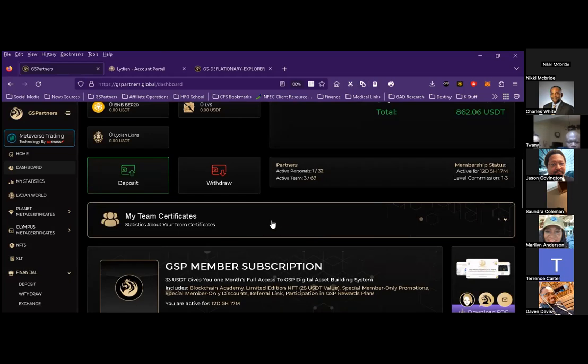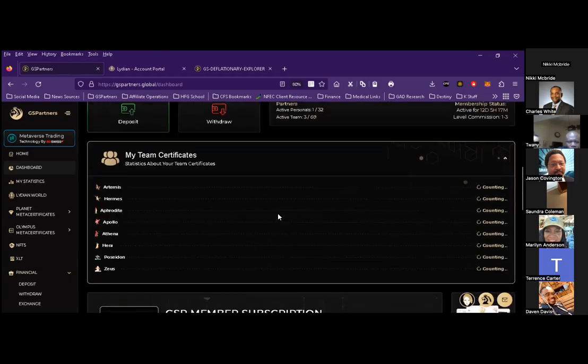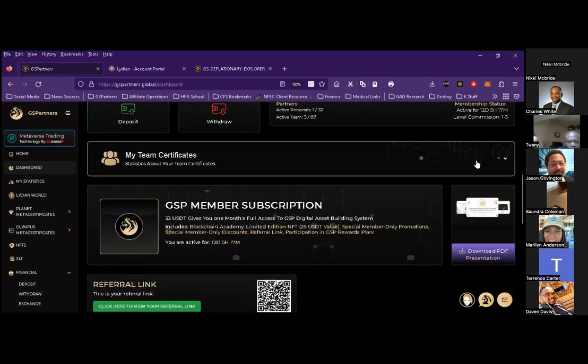Underneath is a nice little tab that you can click on to see how many of these Olympus certificates are currently within your team. Now, if you have a large team, you're going to have a large number, possibly. But on mine, you can see I've got within my downline 4 Artemises, 6 Hermes, 2 Apollos, and not everyone's active, so you'll see that a lot. But this is one of those things that you will only see if you have your $33 membership paid.